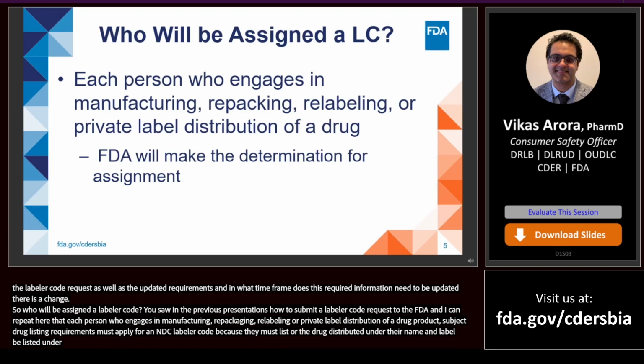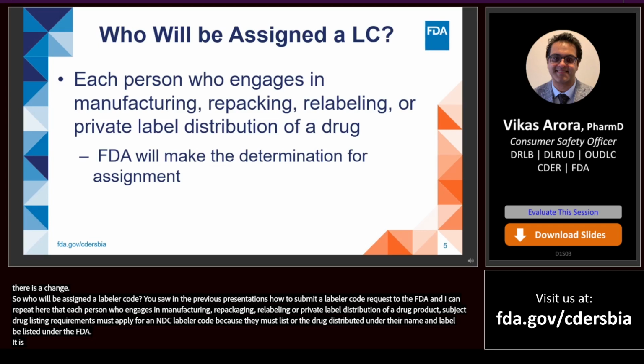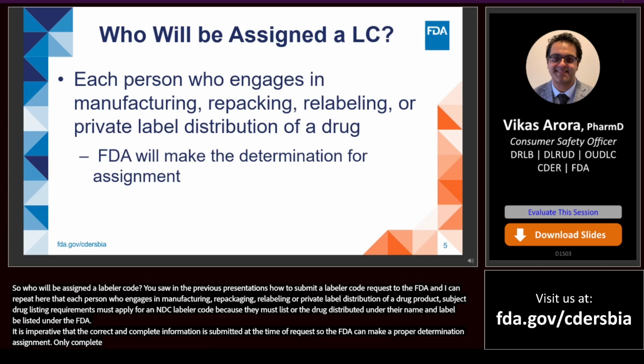It is imperative that the correct and complete information is submitted at the time of request so the FDA can make a proper determination for assignment. Only complete information that is submitted for a manufacturer or a private label distributor of a drug will result in the assignment of a Labeler Code.